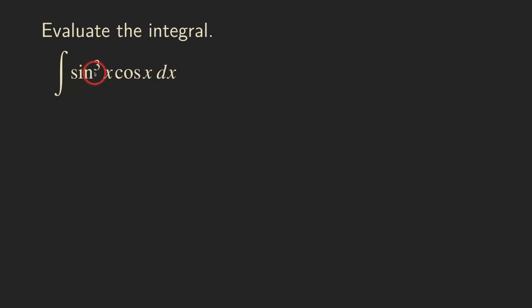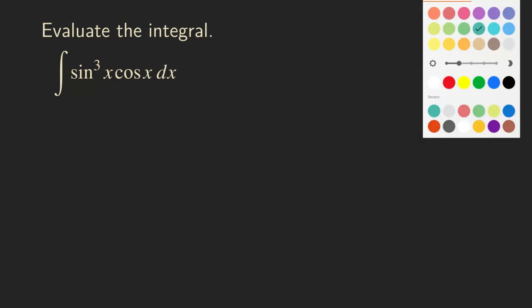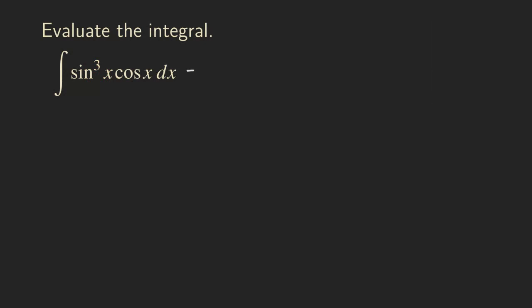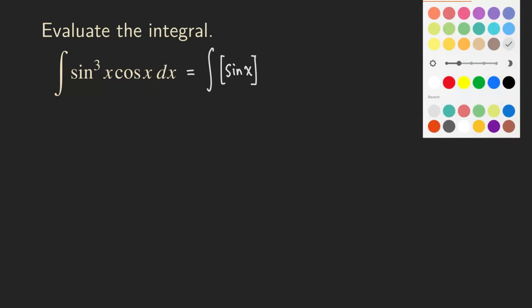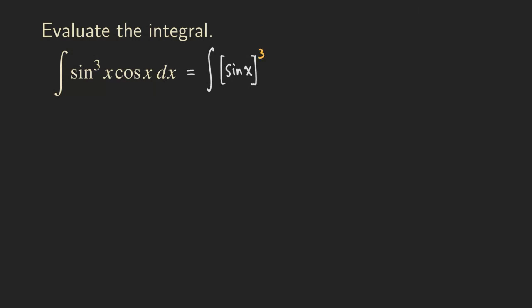So how do we look at this function? When we put the cube here, it really just means, let's rewrite this integral first, that it's sine of x and then the whole thing raised to the third power. And then the other part, cosine x dx, right? Now we will choose our u to be this thing here. So let's do that.